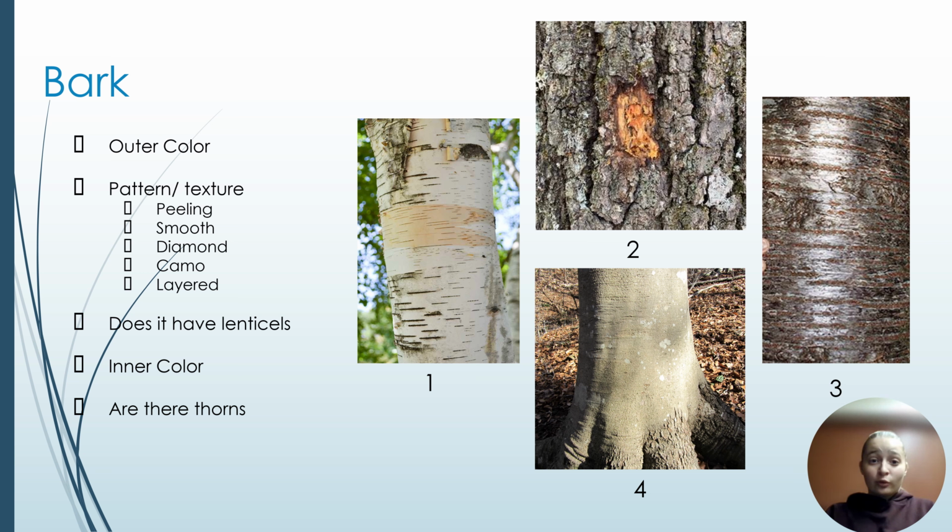Some trees also have thorns either on their branches or their trunks. They can be small, but others can be the length from your finger to your wrist, kind of like the honey locust. Those ones are kind of scary.